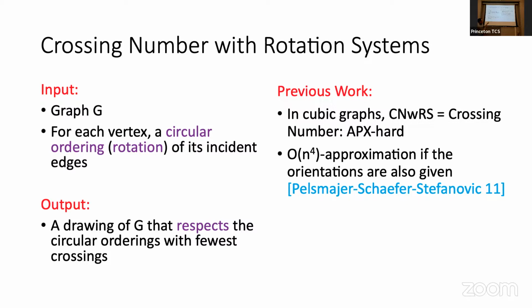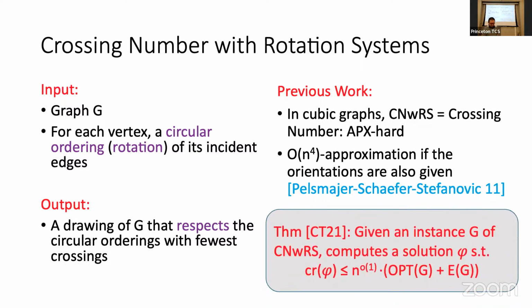And there is an approximation, which is an n to the 4 approximation. This seems a little bit weird, but as was just mentioned, the number of edges can be much higher than the number of vertices. So this n to the 4 is still non-trivial. There can be very few vertices and many edges. The thing is, you have to respect the ordering, so you need a lot of work to do. In our work, we are going to show an algorithm that, given such an instance, computes a solution with n to the 1 times OPT plus EG crossings.